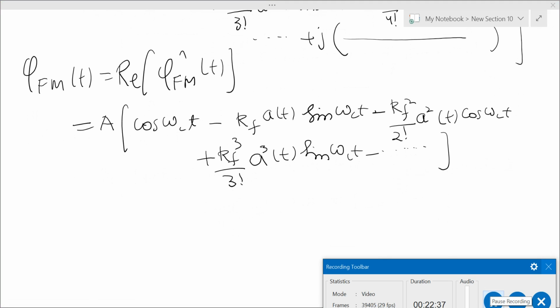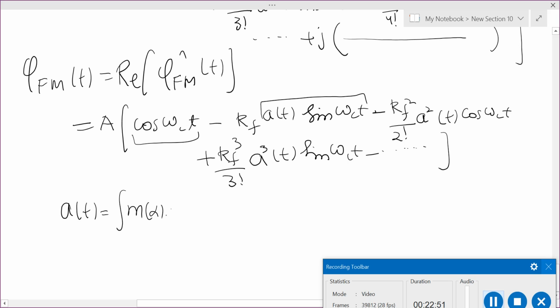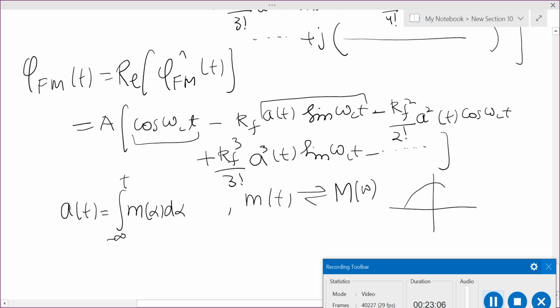So this is another way to write the FM signal. This gives us an easier way to compute the bandwidth. Now see, the first term is cos of omega ct. A of t is the integral of m of alpha d alpha. Let's say that the message signal is band limited. Its Fourier transform is some M of omega, and this M of omega is band limited to some bandwidth B, something like this.